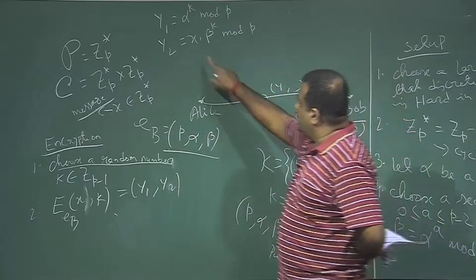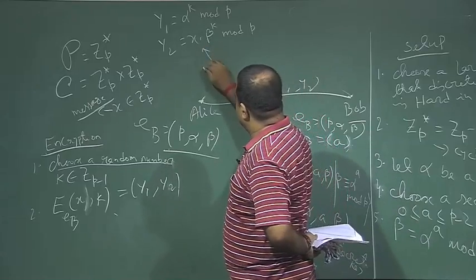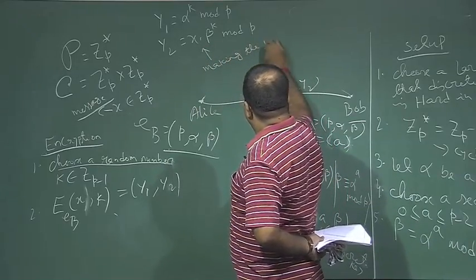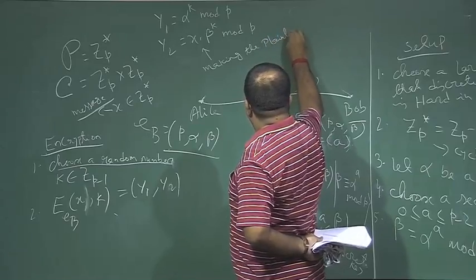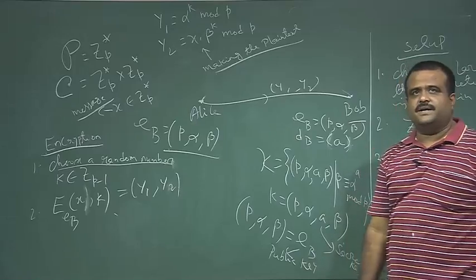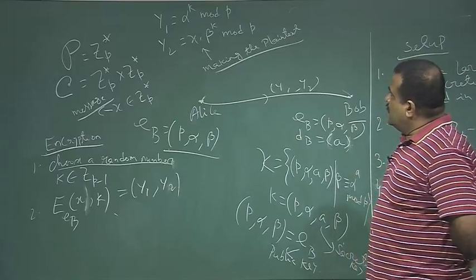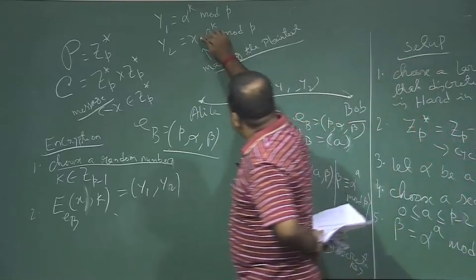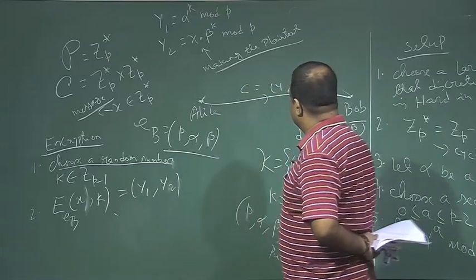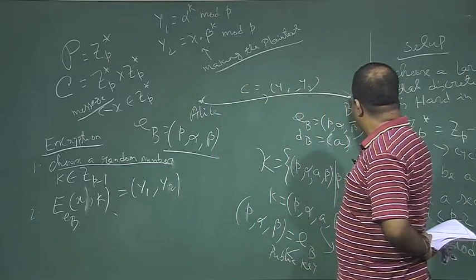So this is the way we are masking the plaintext. This is called masking the plaintext. So now this is the encryption. This is the ciphertext C, and it is sent over the public channel to Bob.